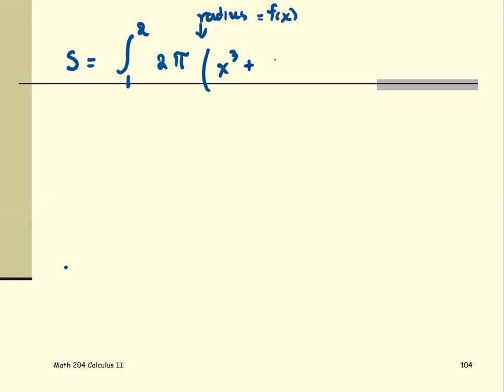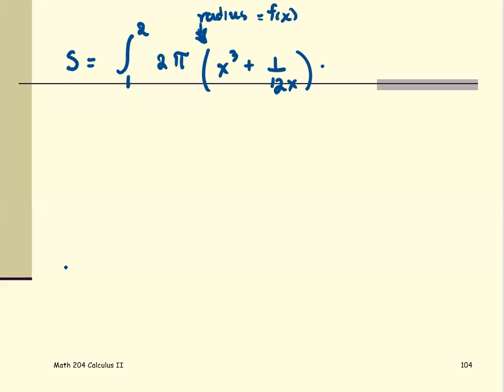And the problem is to find the surface area in the form of the integral from 1 to 2, right? From point A to point B, and 2 times pi. The radius for this case is the y function. So I'm going to point it out here. This is the radius, which is the f of x, or the function x to the third plus 1 over 12 x. So that's the radius.